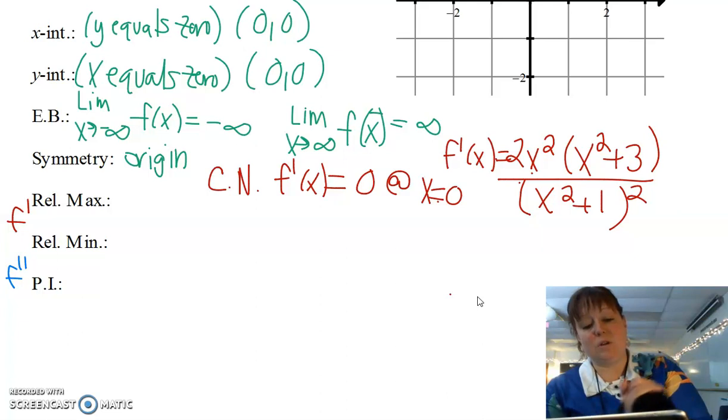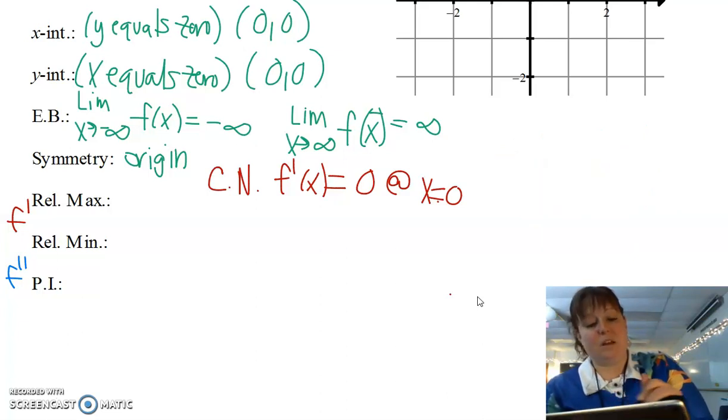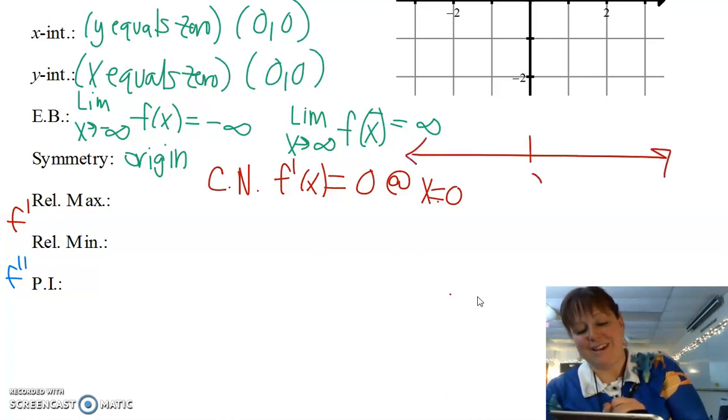So this is where we do our f prime number line. All right, 0. This is our f prime number line.